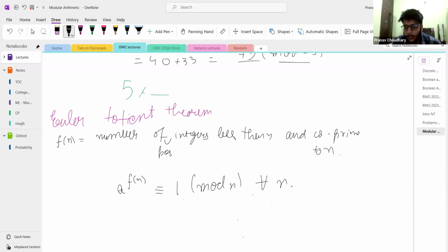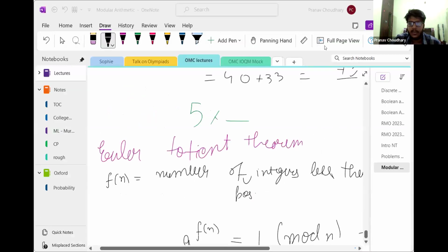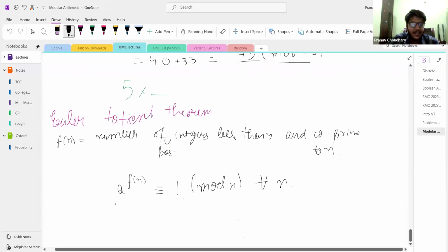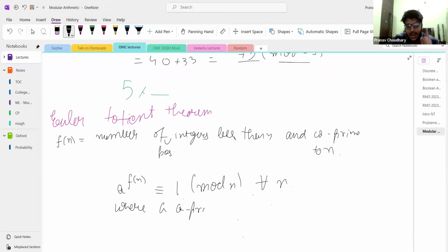If people want to try it for a proof, or if a lot of people know the proof, I'll just give away the proof. A must be, yes, thank you, Aditya, co-prime to n. You will fall into this loophole while solving problems. I fell into it right now. Yes, how funny.